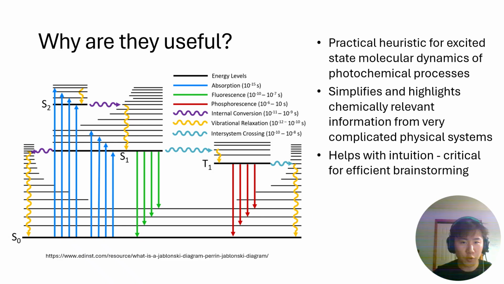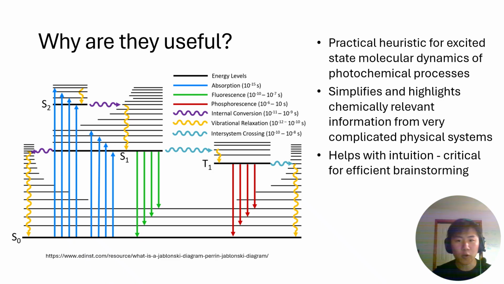Jablonski diagrams are a useful heuristic tool when studying and learning about photochemical processes. The process of a molecule interacting with light is a very complicated dynamical physical system that requires quantum mechanics and quantum field theory in order to actually accurately describe. But for a lot of these things, we don't need a super accurate description.